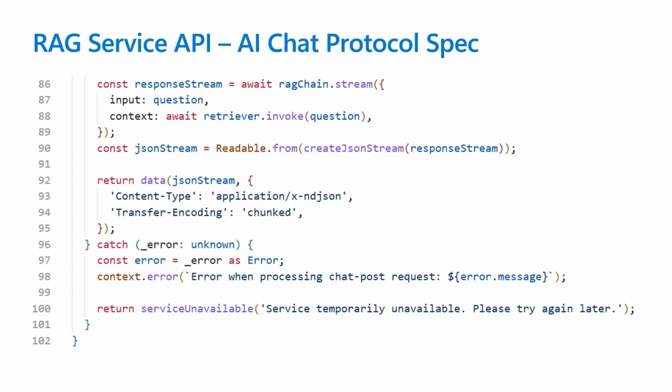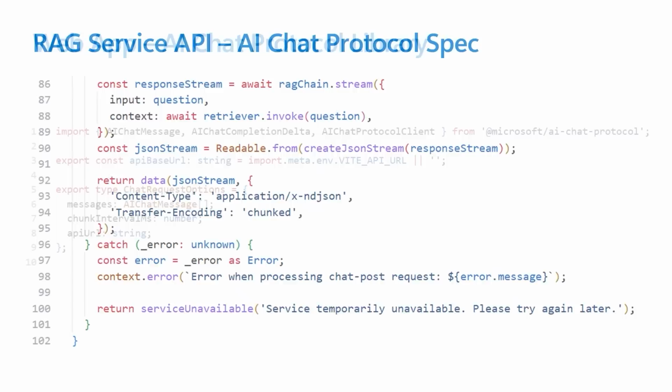Diving into the post endpoint of our API, we see on line 86, we create a response stream from our RAG chain, which uses LangChain.js underneath. This response stream is then formatted into that JSON stream that the AI chat protocol API spec uses. On line 92, then we return that with the content type application x-new line delimited JSON, and we set the transfer encoding to chunked. This API now conforms to the AI chat protocol.